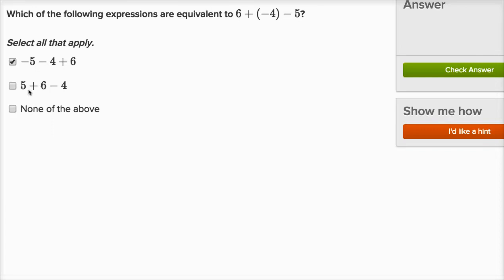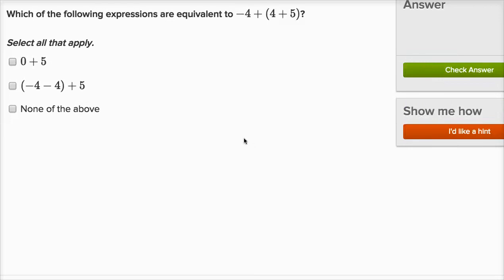Now let's see. This one has the 6 and the minus 4. They just changed the order. But now it has positive 5. And that's not going to work because we're subtracting 5 out here. So if we want to put the 5 out front, it needs to be a negative 5. So this isn't going to be right. And I'm not going to select none of the above because I found a choice that is equivalent. Let's keep going. It's a lot of fun.